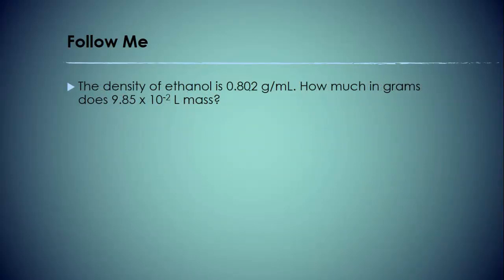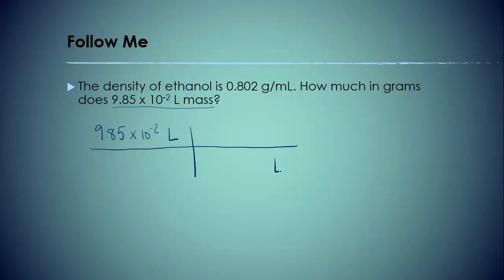It says the density of ethanol is this. How much in grams does this many liters mass or weigh, is kind of the way a lot of people would say it. What's the mass of this many liters? So which one of these two numbers do I use? Well, here's the question. How much in grams is this? So I start with the thing it's asking me about, which is this. The 9.85 times 10 to the negative second liters. Liters will go on the bottom.